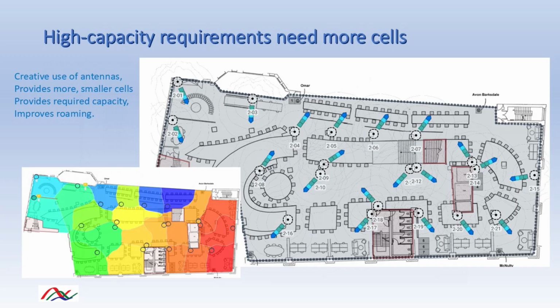Here is an example of a design that was done for a Wi-Fi first media production company that was having saturation issues with their Wi-Fi. Working with the customer, we were able to determine requirements, thresholds, and ultimately how many cells needed to be built. Then, with a creative use of antennas, it was possible to provide them with the smaller cells needed to deliver capacity and provide clearer boundaries to improve roaming.